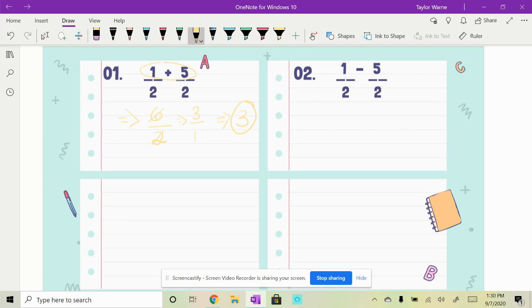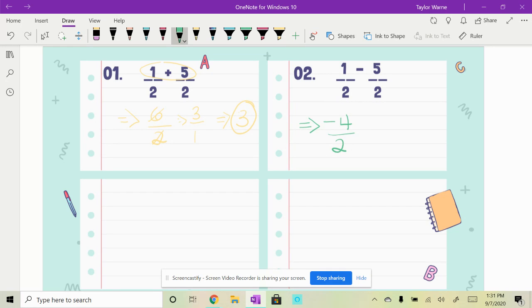Now let's look at the subtraction problem. Again, we have 1 divided by 2 minus 5 divided by 2. We still have that common denominator of 2. So we need to keep that in mind again. Now we're going to subtract our numerators. So in this case, we have 1 minus 5. Well, 1 minus 5 is going to give us a result of negative 4 in our numerator, and we're keeping our denominator of positive 2.